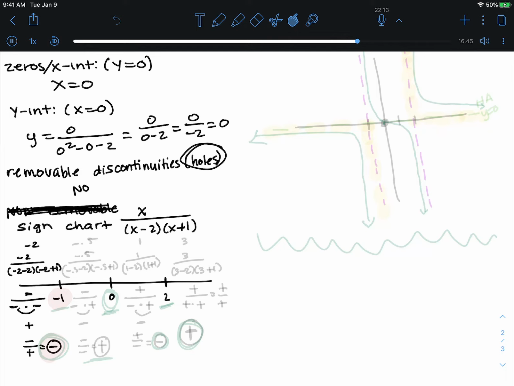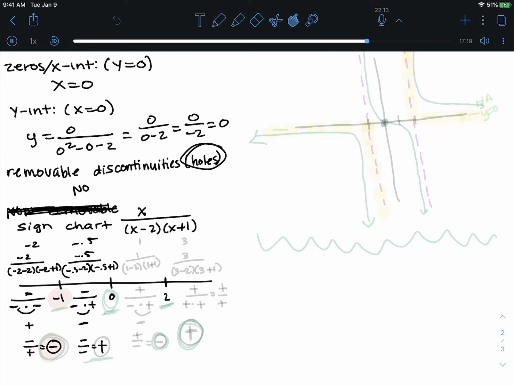Okay? Now for between -1 and 0, I'll use -0.5. So I'll have -0.5 over (-0.5 minus 2)(-0.5 plus 1). So that'll be a negative. A negative minus a negative is a negative. -0.5 plus 1 is going to be a positive. Okay? So now a negative times a positive is going to be a negative. So now a negative divided by a negative is going to give me a positive.